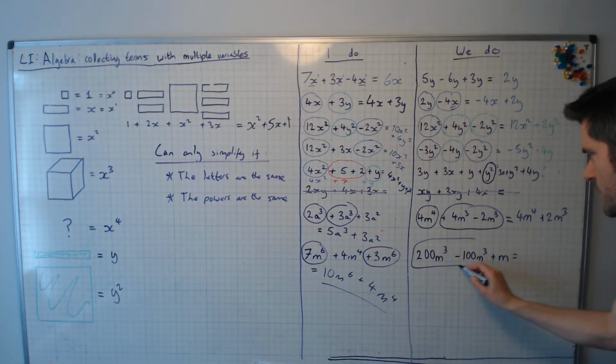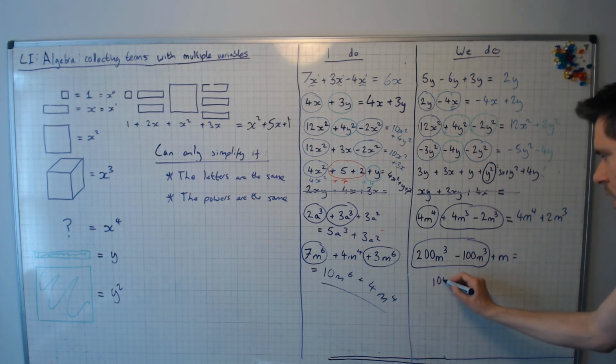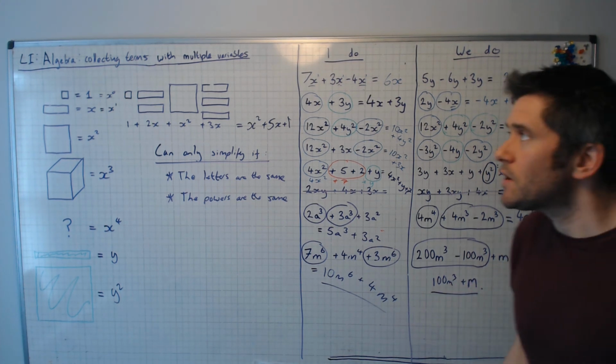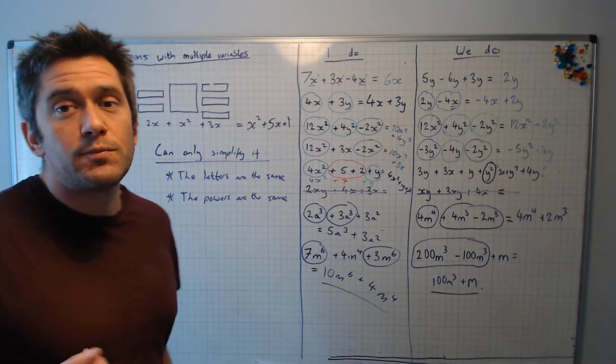Again, these ones have the same power. So we have 200 minus 100 of them, which leaves us with 100m to the 3 plus a single m. So that's how we can do algebra, collecting terms and simplifying expressions when there's more than one variable.